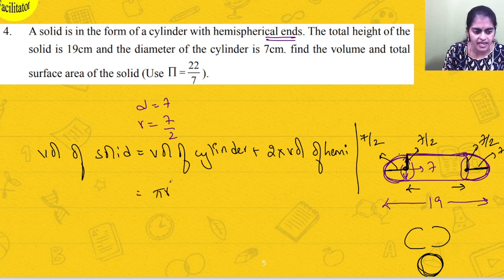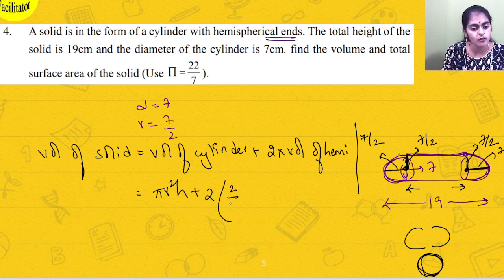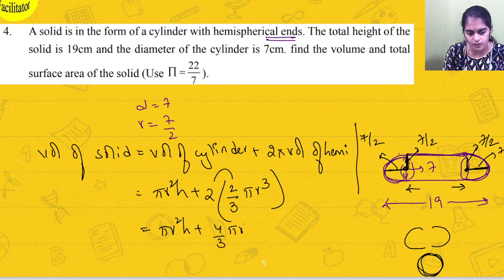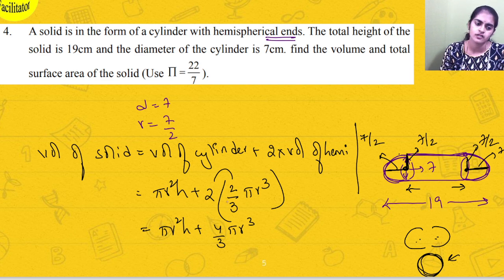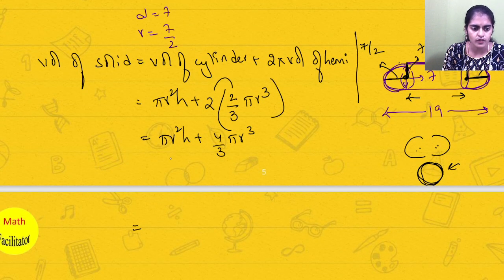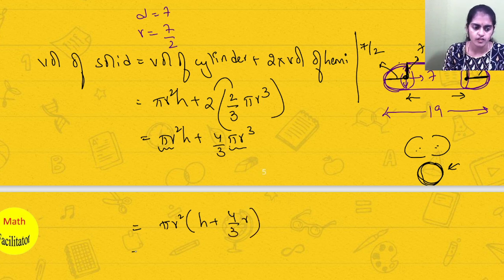Now volume of cylinder is pi r square h plus 2 times volume of hemisphere. Volume of hemisphere is 2 by 3 pi r cube. So that is equal to pi r square h plus, 2 twos are 4 by 3 pi r cube. Now do you remember 4 by 3 pi r cube is the volume of whom? Volume of sphere. As I told you, these two hemispheres combined give a sphere. Directly also you can take 4 by 3 pi r cube. So from here pi r square, from here pi r square I can take common. So I have h plus 4 by 3 r. So this is the volume.